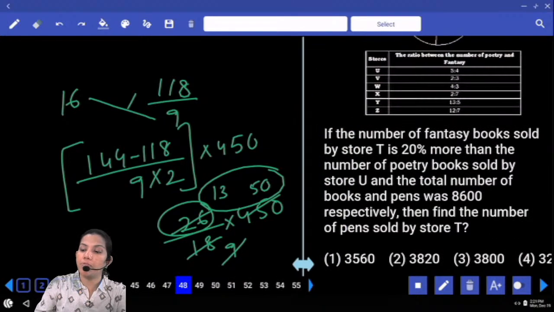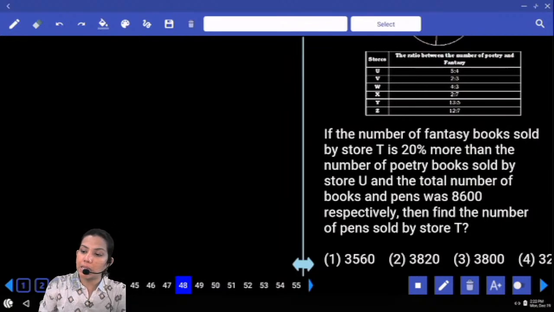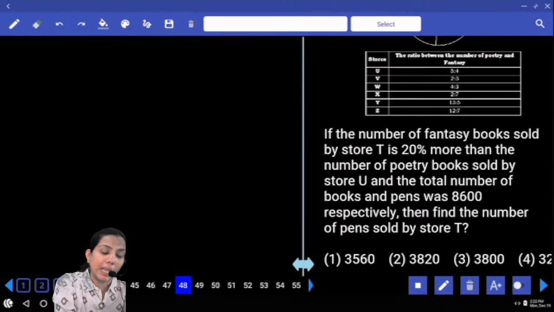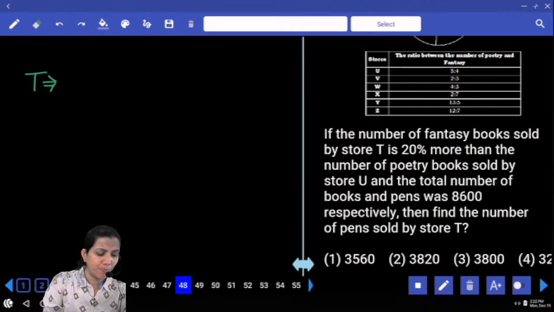Question number 48. If the number of fantasy books sold by store T is 20% more than the number of poetry books sold by store U, and the total number of books and pens were 8,600 respectively, then find the number of pens sold by store T. If the number of fantasy books sold by store T, there is no T word yet for us. T's fantasy books is equal to how much percentage more? 20% more than the number of poetry books sold by store U.